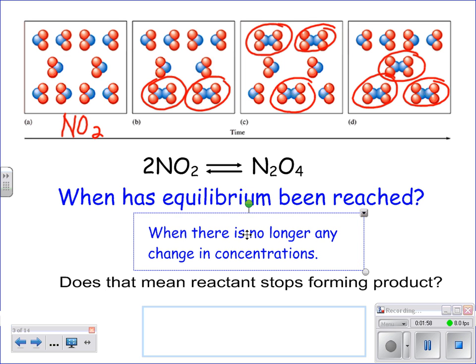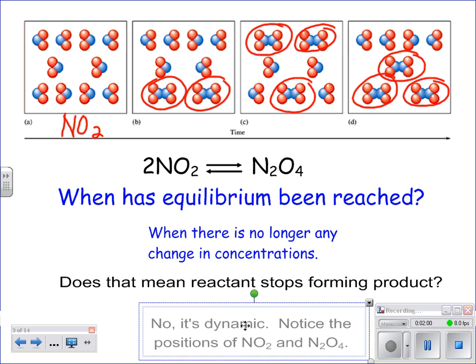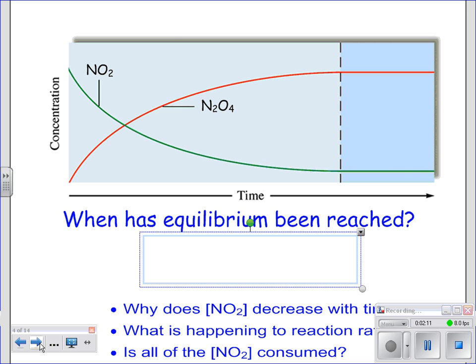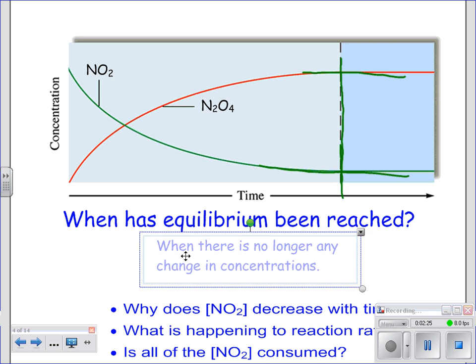But does that mean that reactants stop forming products? No, we can see that there's constantly changing of these positions within these diagrams here. So it's constantly going on. It's a dynamic process. And here's just a little graph showing what you would expect to see. Once this line flattens out and this line flattens out, right here there is no change in concentration anymore. So equilibrium has been reached when there is no longer any change in concentration.